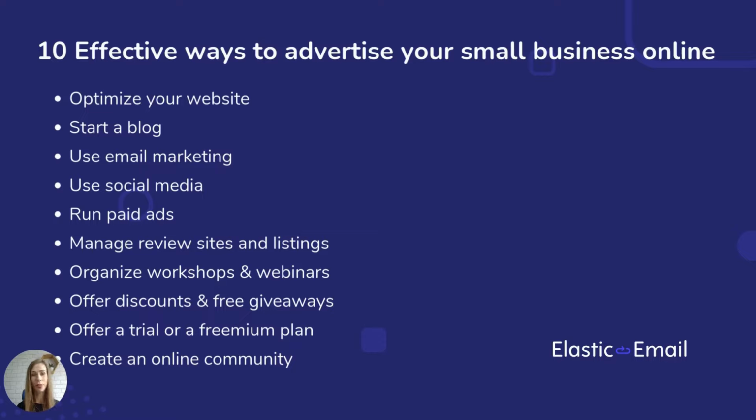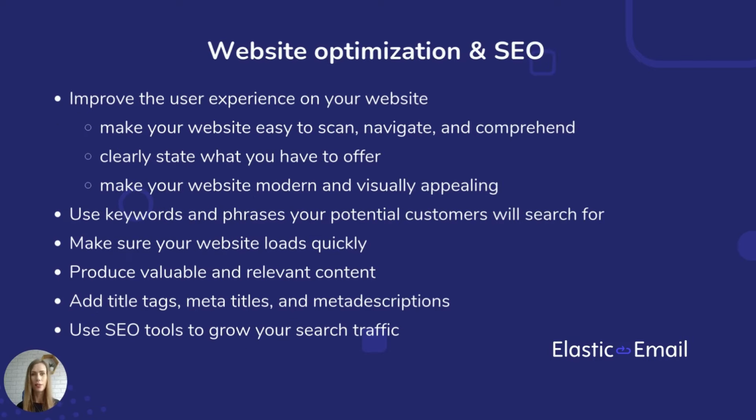We've selected 10 effective ways to advertise your small business online. And they are: optimize the website, start a blog, use email marketing, use social media, run paid ads, manage review sites and listings, organize workshops and webinars, offer discounts, free giveaways, free trials and premium plans, and last but not least, create an online community. We'll talk about all of these ways in more detail. Let us move on to the first point, which is website optimization and SEO.